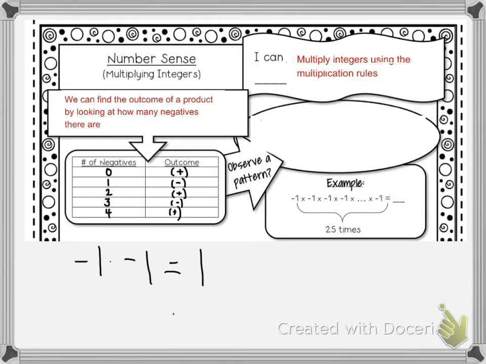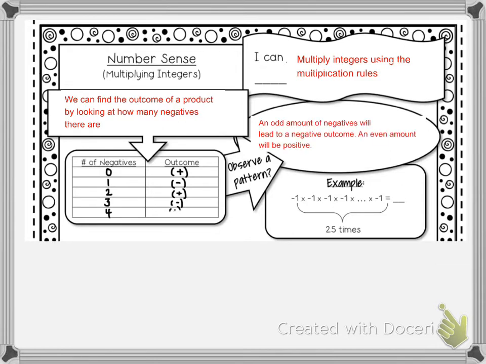So let's think about a pattern that we have here. What I'm seeing is that every time we have an even number of negatives or we don't have any negatives, our answer is positive. Anytime we have an odd number of negatives, our answer comes out negative. So our pattern is that an odd amount of negatives will lead to a negative outcome. An even amount will lead to a positive outcome.